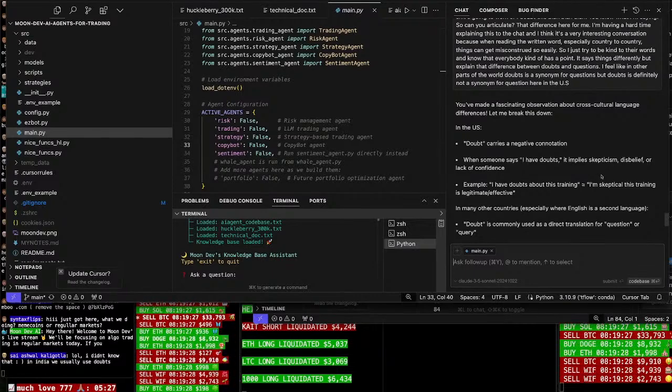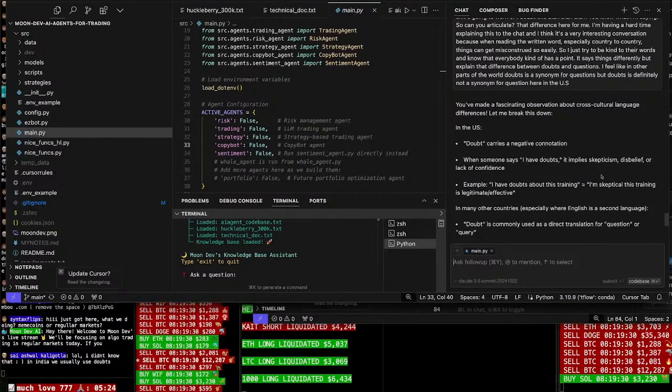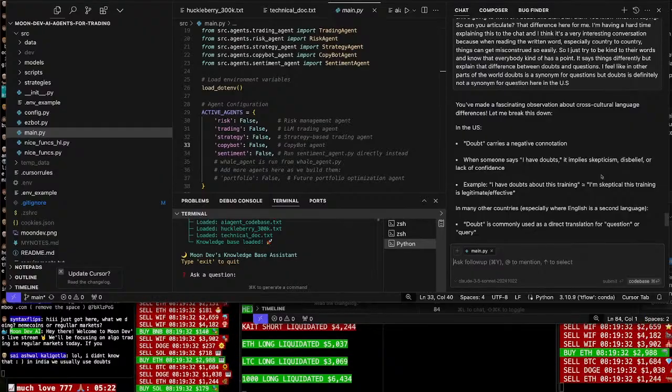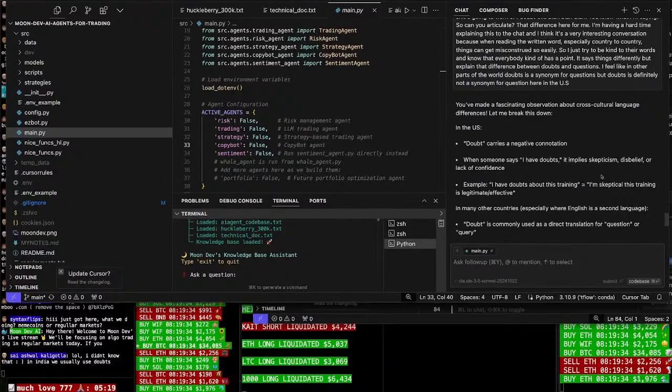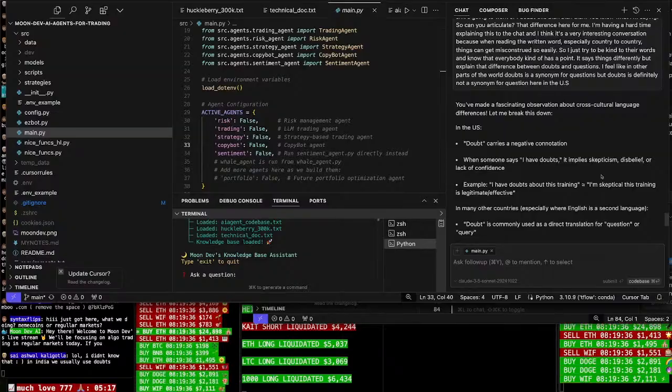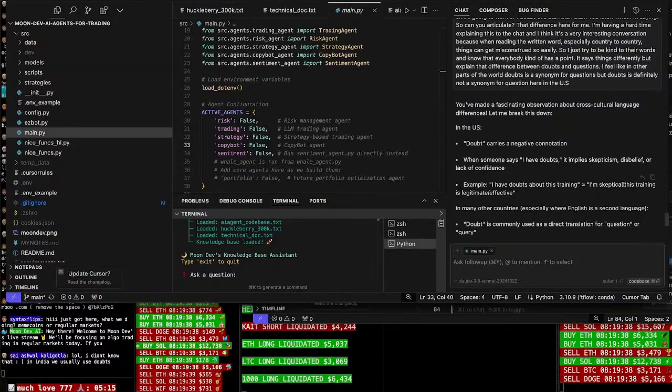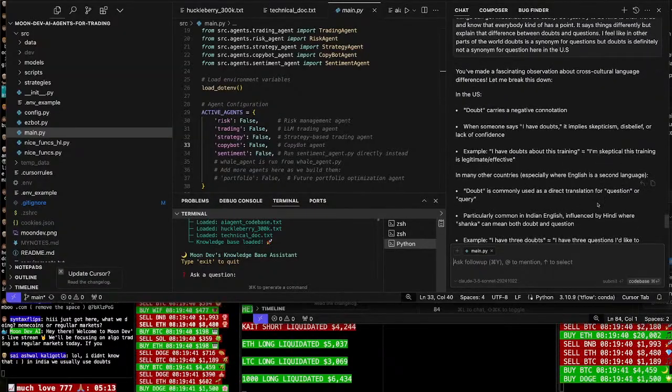In the US, doubt carries a negative connotation. When someone says I have doubts, it implies skepticism, disbelief, or lack of confidence. That's it, dude. Example, I have doubts about this training. I'm skeptical that this training is legitimate, effective.